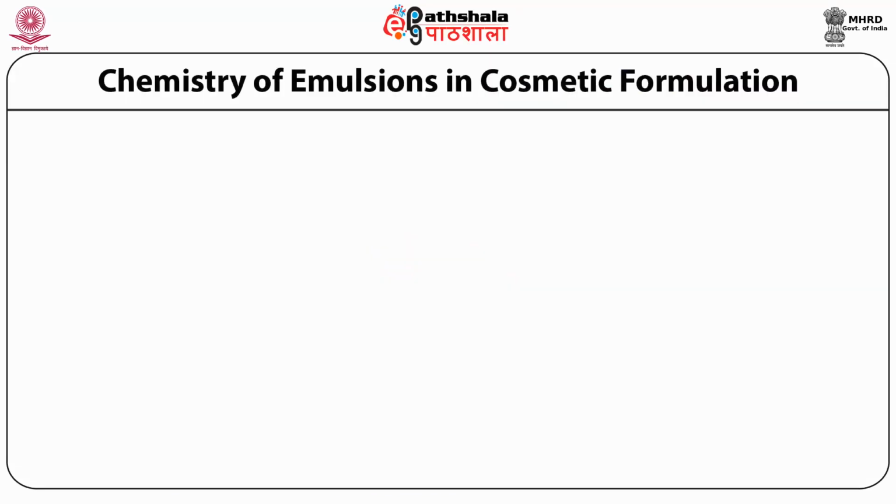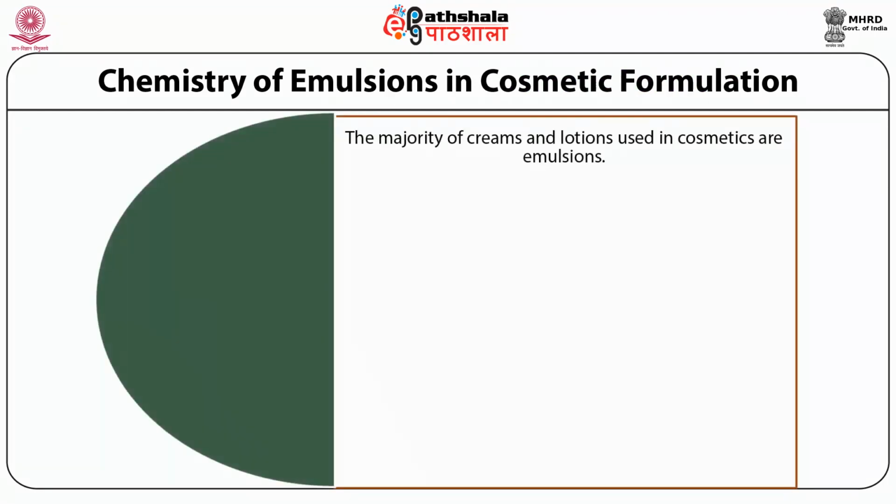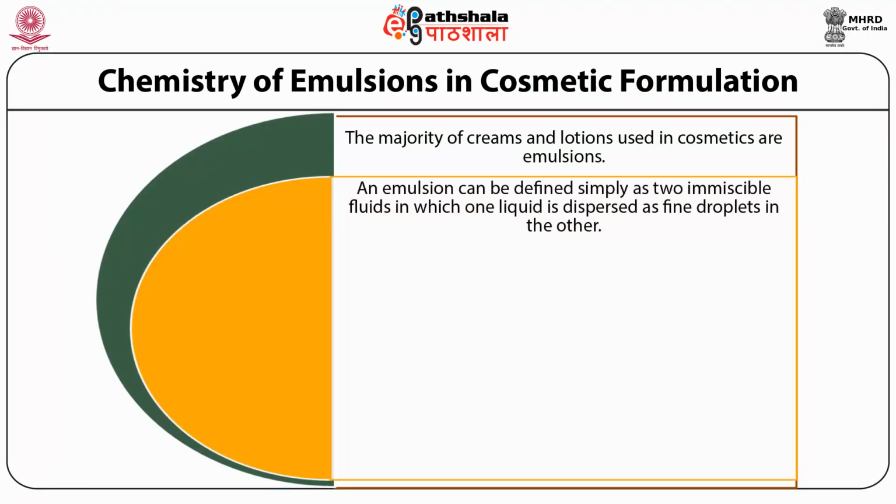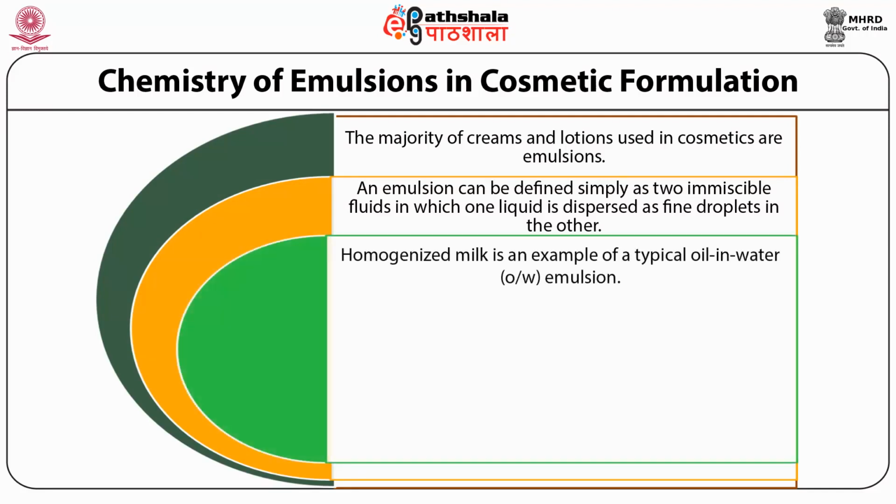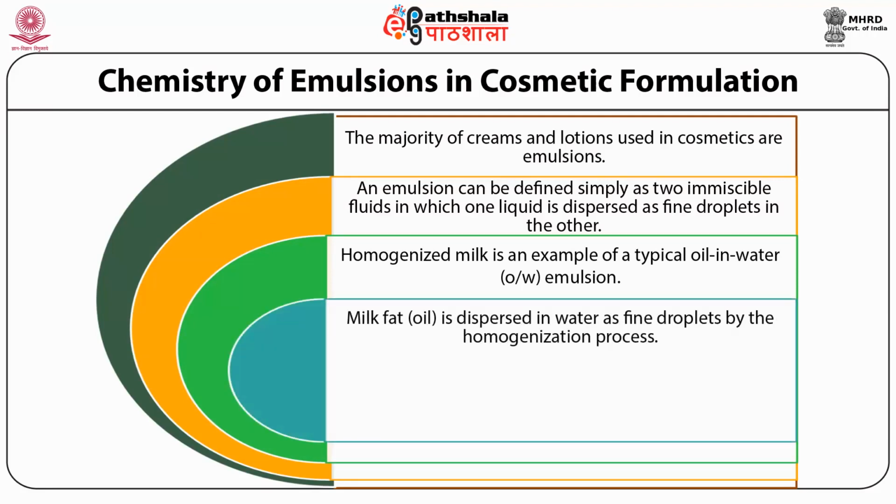Now, coming to the chemistry of emulsion in cosmetic formulation, the majority of creams and lotions used in cosmetics are emulsions. An emulsion can be defined simply as two immiscible fluids in which one liquid is dispersed as fine droplets in the other. Homogenized milk is an example of a typical oil in water emulsion. Milk fat, which is the oil, is dispersed in water as fine droplets by the homogenization process.